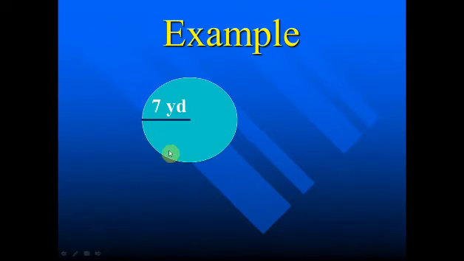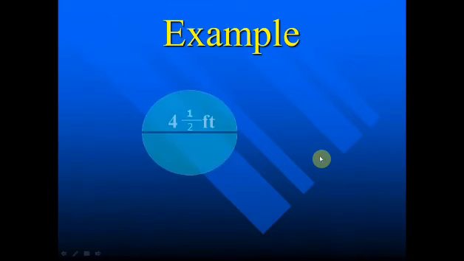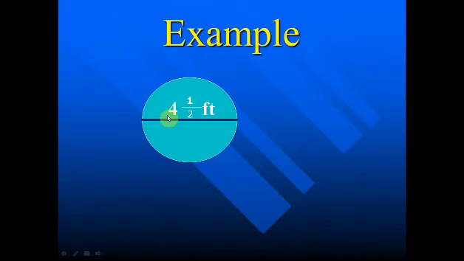Another example, here we have the length of the radius, 7 yards. The formula we use is 2 multiply pi multiply radius. 2 multiply radius 7 multiply 3.14. 2 multiply 7 is 14. 14 multiply 3.14, the result will be 43.96 yards.